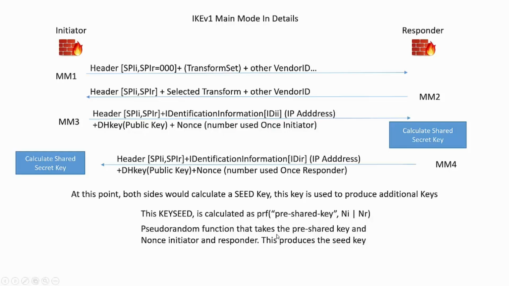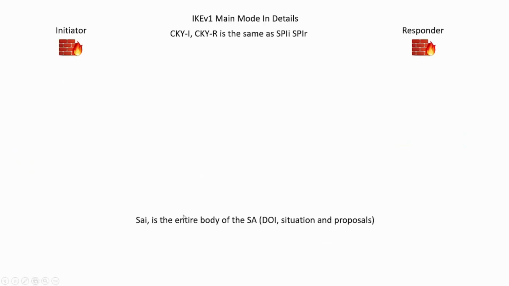That's going to take the pre-shared key and the nonce of the initiator and responder. And then, it will produce something called the seed key. This key will be used to create additional keys. So there's a different name for the security parameter index of the initiator and responder, which is cookie initiator and cookie responder. Those two terms are equivalent.